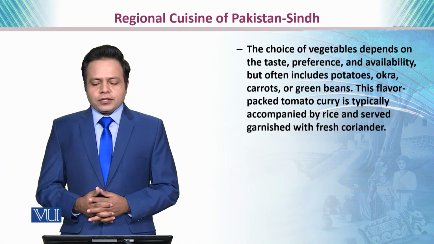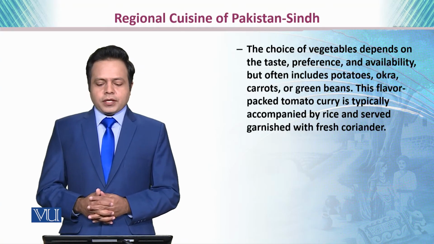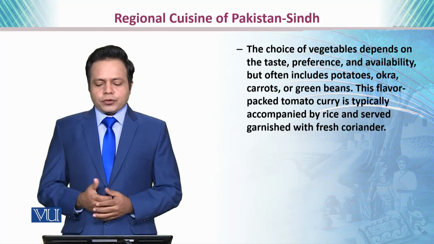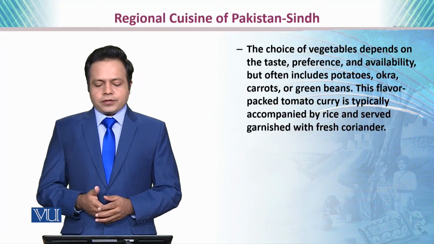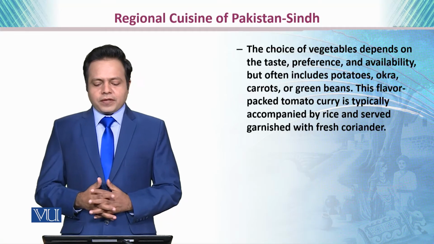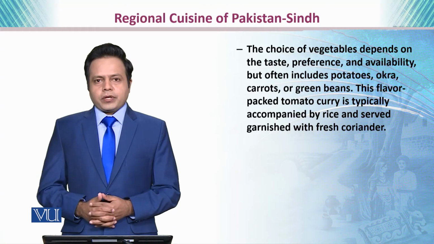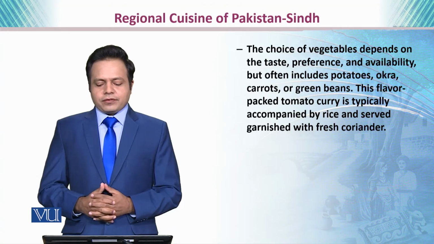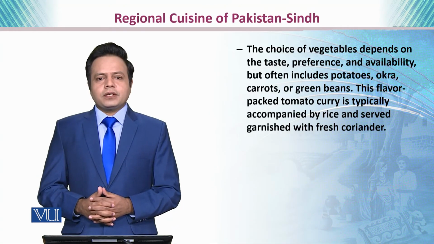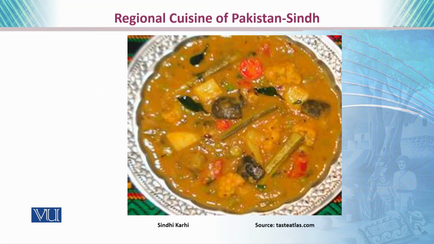The choice of vegetables depends on taste, preference, and availability, but often includes potatoes, okra, carrots, or green beans. This flavor packed tomato curry is typically accompanied by rice and served garnished with fresh coriander. Here you will find the final shape of Sindhi curry.